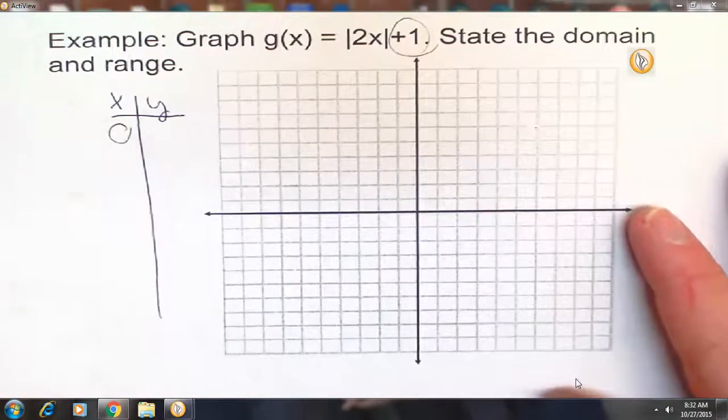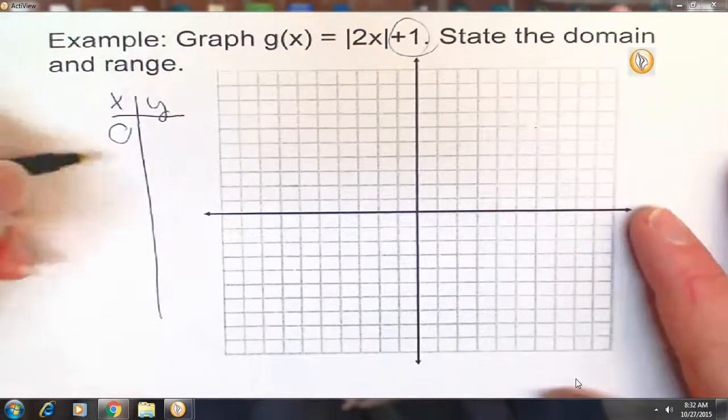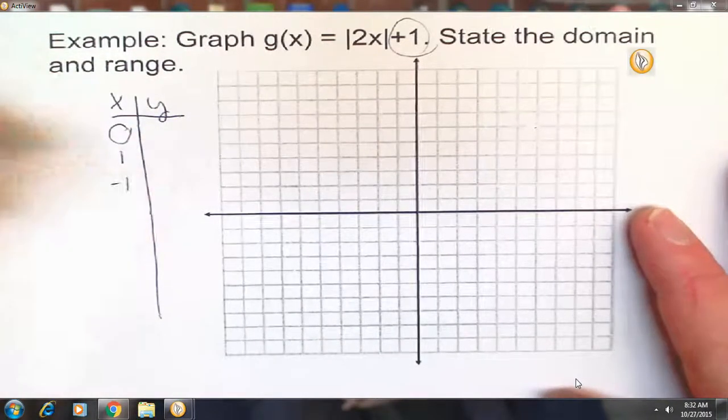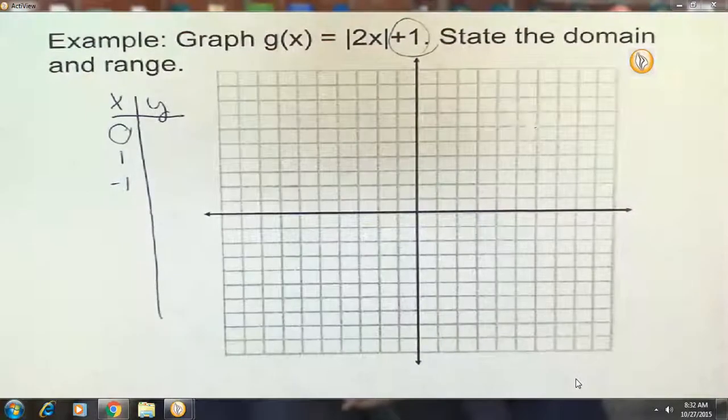Do I need to worry about picking numbers that are easy to multiply by 2? No, I can put anything in. I could have put anything in the other ones as well. Just, we were trying to make it easier to multiply. I'm going to use 0, 1, and negative 1.